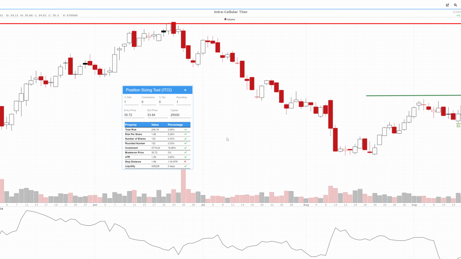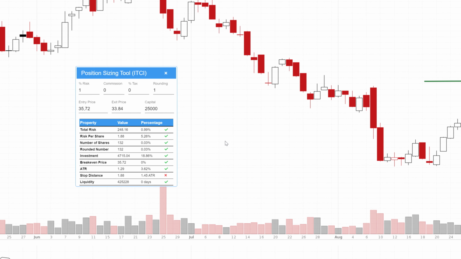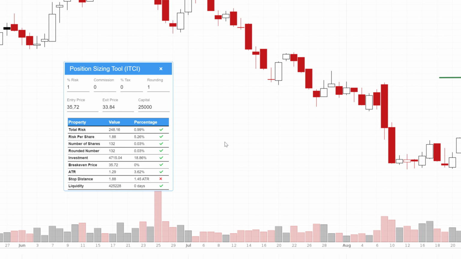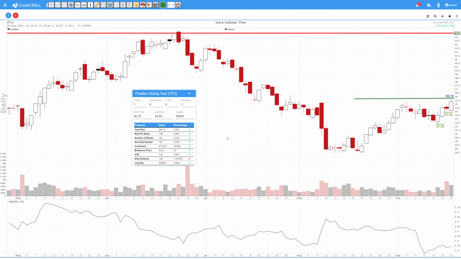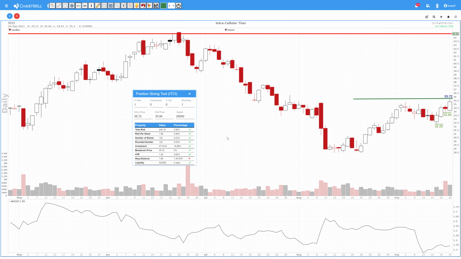If the more aggressive stop is used at 33.84, then we do end up below the intended 2 ATR value, in this case at 1.44, and that is why a red warning cross is visible next to the stop distance ATR value. You can find an extensive article about the use of this position sizing tool in our documentation section, and I'll add a link below in the description.